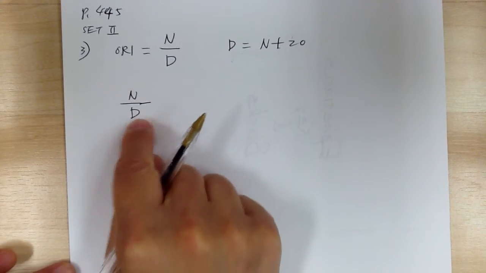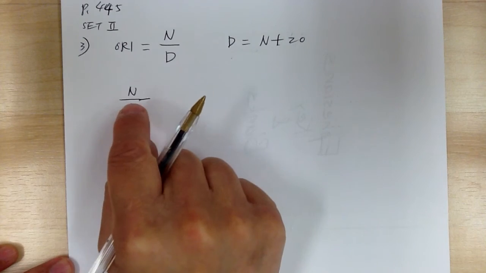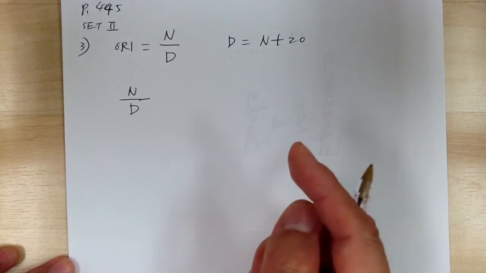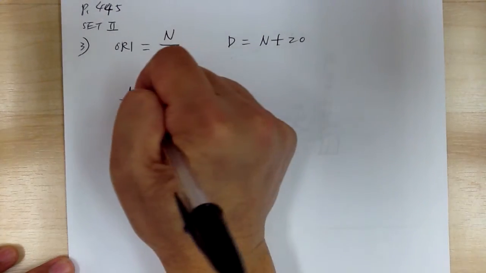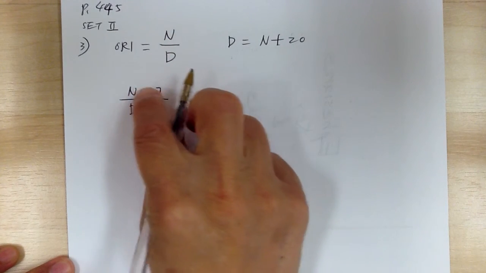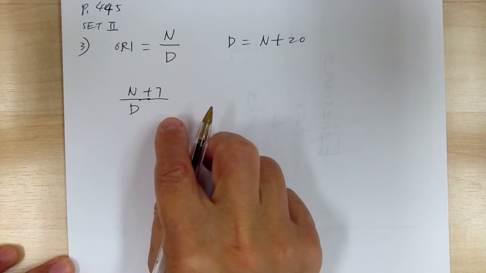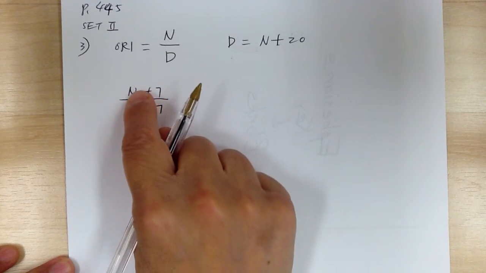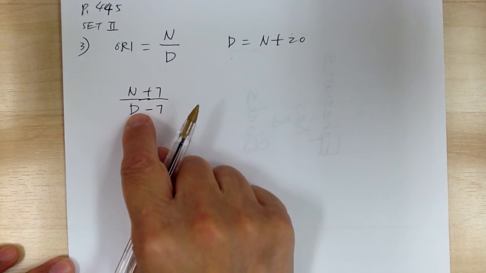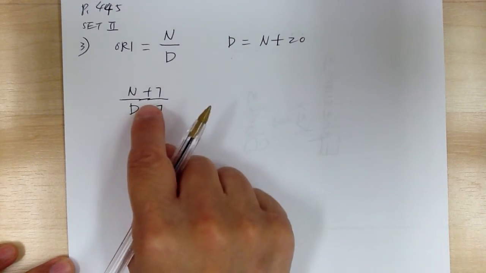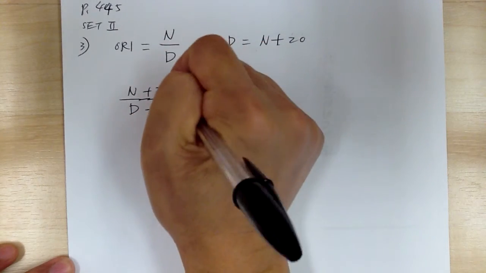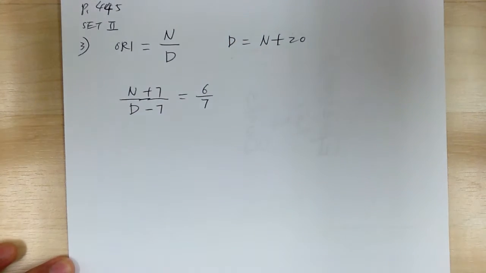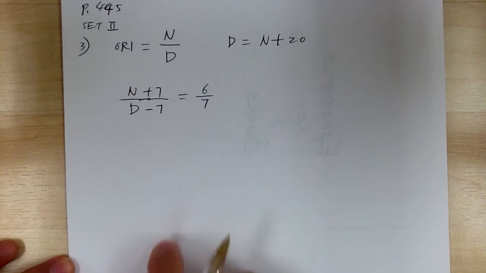Okay, so now let's start with this fraction. It says if 7 is added to the numerator and subtracted from the denominator, then when you do that, that fraction becomes 6/7. Okay, so that's what you have. So again, just follow instructions, read it carefully, and do exactly what it says.